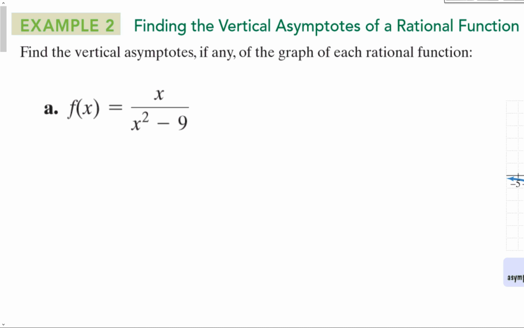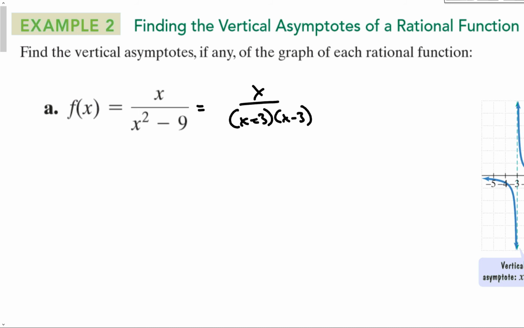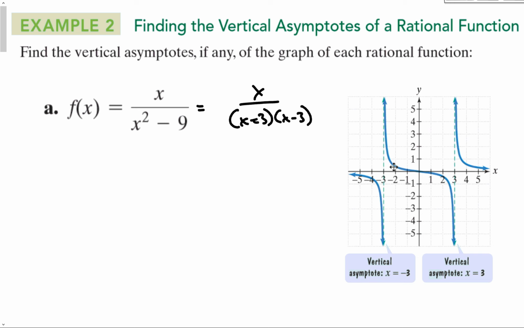So let's find the vertical asymptotes. The first thing I should do is factor. So that's x plus 3, x minus 3. Just like when finding the domain, this function is defined everywhere except for x equals 3 and negative 3. First I look to see if it has any common factors, and it doesn't. So if I were to graph this function, I would expect there to be a vertical asymptote at negative 3 and at positive 3. And here's my graph. We have my vertical asymptote at 3 and at negative 3.